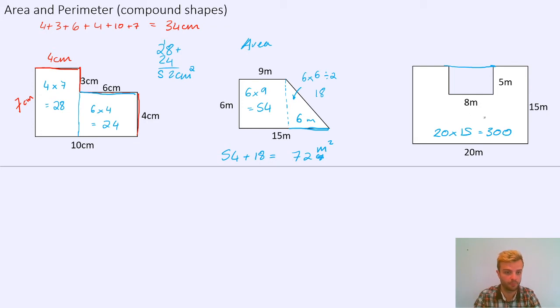That's the area of this big white space, but it's had this rectangle taken out of it. So next I need to find the area of the rectangle that's been taken out, which is base times height, 8 times 5, which is 40.